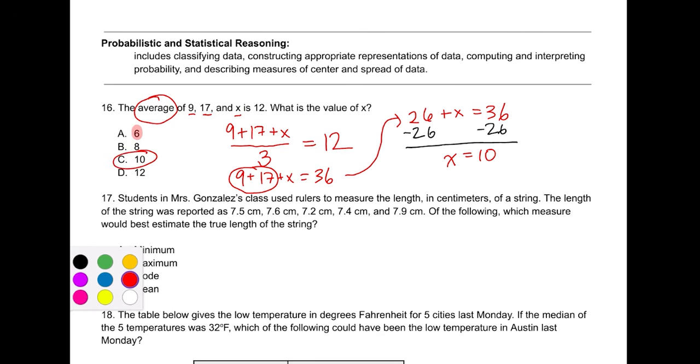But if you feel a little uncomfortable with the algebra, don't be afraid to take advantage of the fact that this is a multiple choice test and test each answer choice into this little average equation here. Now, at the end of the day, you still need to know what average means so that you can set it up to begin with. But if you can set it up, then either do the algebra if you can, or if you're worried about making a mistake on the algebra, you can always just test each of the answer choices and see which one works.